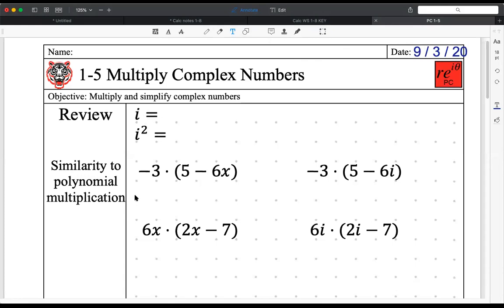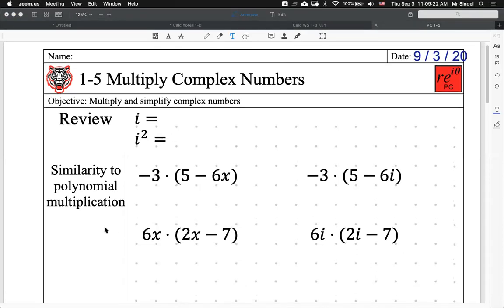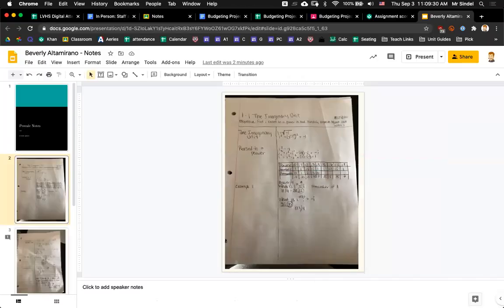Our objective today, who wants to read it? No one? Okay, let me do this. I'm going to do a new share. I'm going to share my desktop. Caroline, go for it. Multiply and simplify complex numbers. Perfect, thank you.